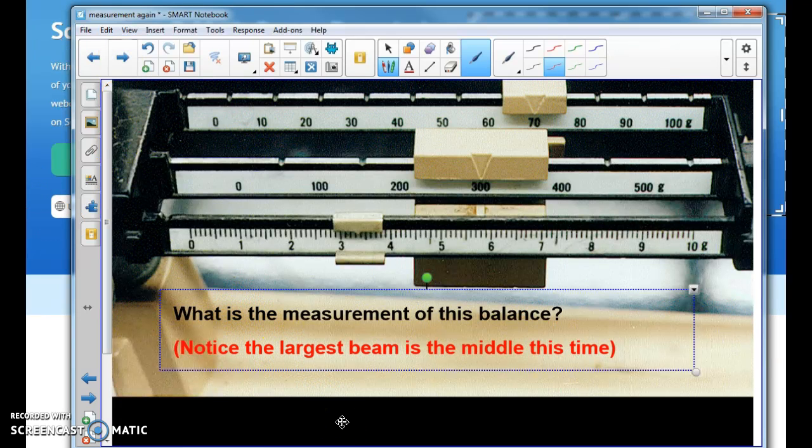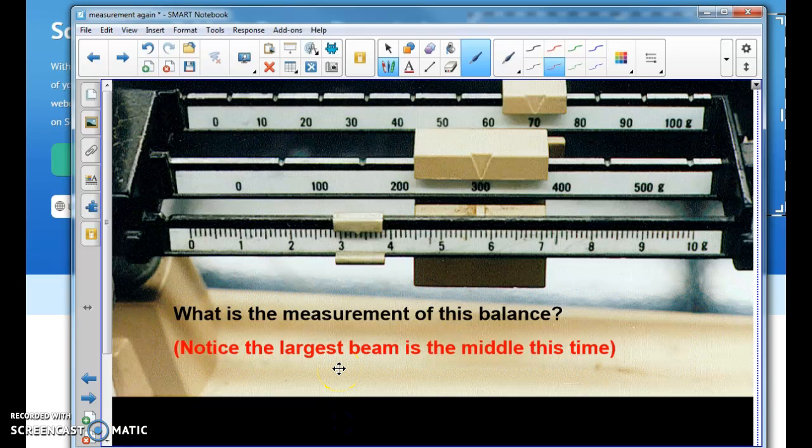Let's try this one. Now, this one's a little bit tricky. It's a triple beam balance, but do notice, as it says here in red, the big one is here. So you go here, then there, and then down there. So give that one a shot. Pause for a minute and try your best.